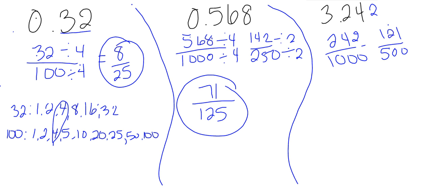Now let's see, 121 divided by 3, that is a decimal. 121 divided by 11 is 11, but I can't take 500 and divide by 11 and get a whole number. So therefore, it's already in its simplest form. So you're going to put the whole number in front.